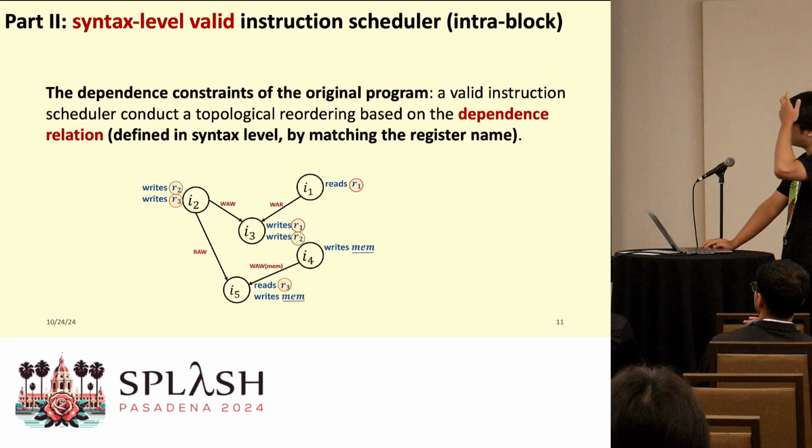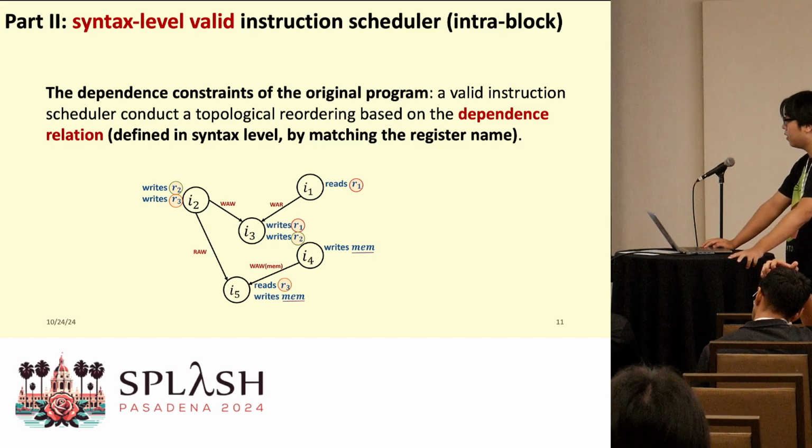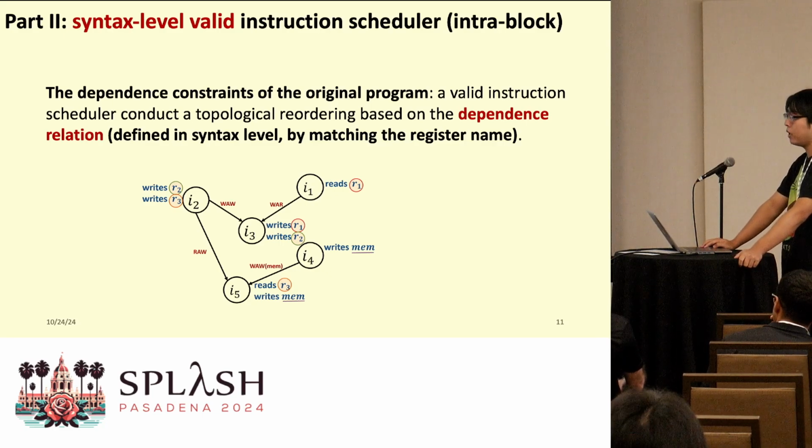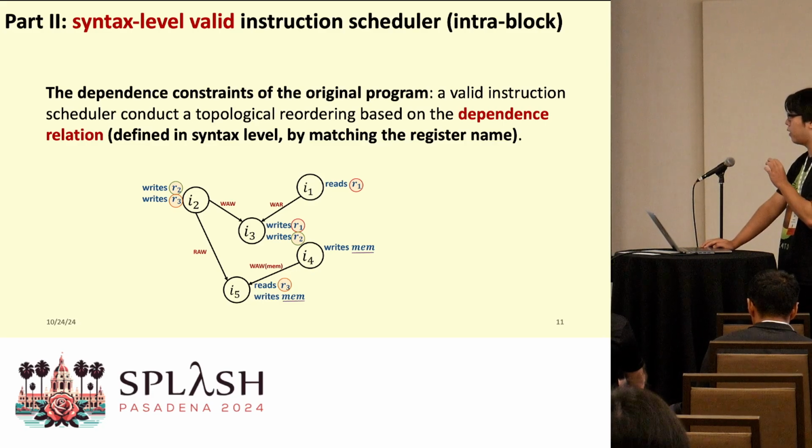The second component of the logic chain is to define the syntax-level valid instruction scheduler. So what is syntax-level valid? That means the scheduler preserves the syntax-level dependence relations. The syntax-level dependence relation means we define it to have a dependence if the syntax of the register name is matched, or if they are both addressing the memory and one of them is a write operation. And the memory definition is a strong dependence.